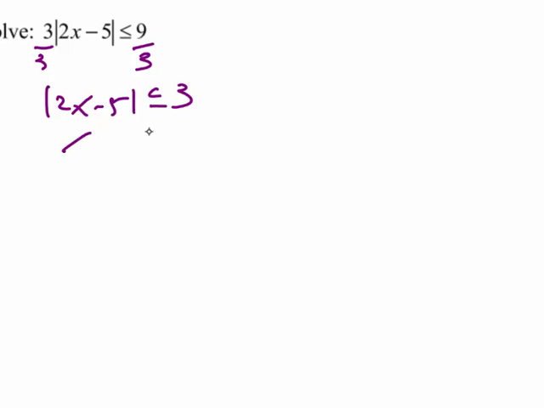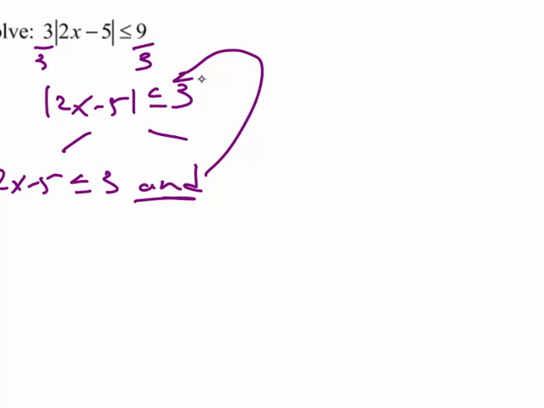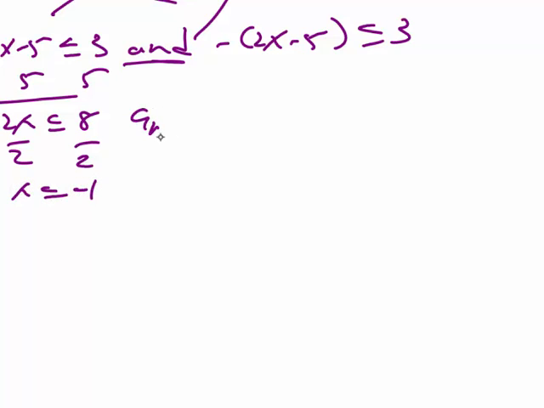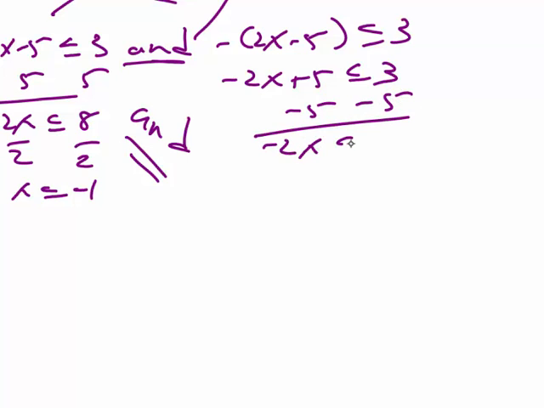Now I break it into 2 cases. I have the positive case, and the word and goes with the fact that it's less than or equal to, and the negative case. Notice I put parentheses around the negative case to make sure I distribute that negative. Here we add 5 to both sides, so 2x is less than or equal to 8, divide by 2, x is less than or equal to 4. Now this is negative 2x plus 5 is less than or equal to 3. Subtract 5 from both sides. Negative 2x is less than or equal to negative 2. Divide by negative 2. Do not forget to flip the inequality. x is greater than or equal to 1.